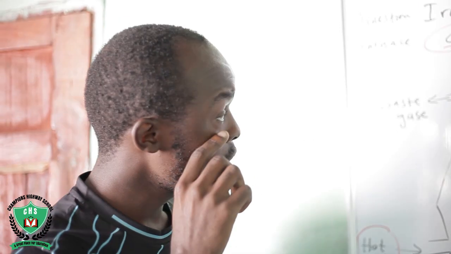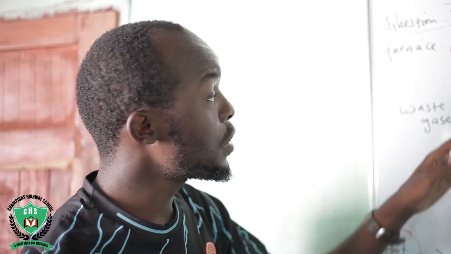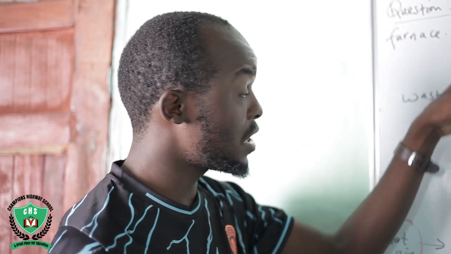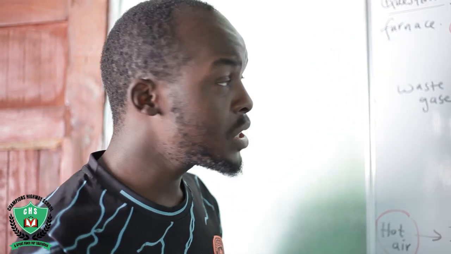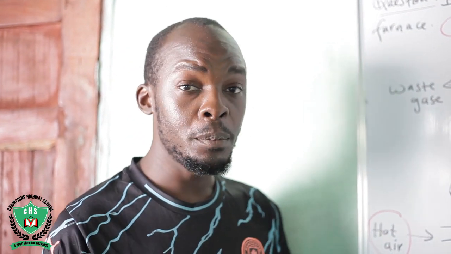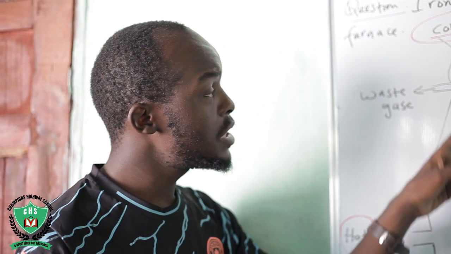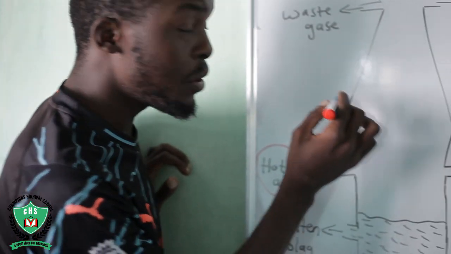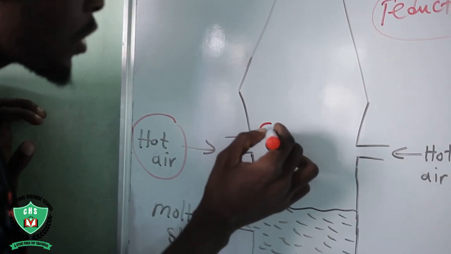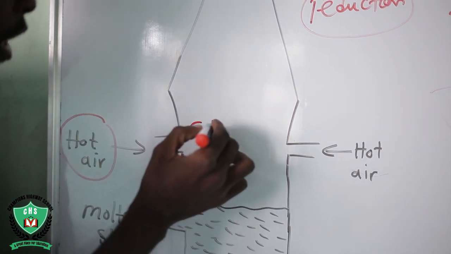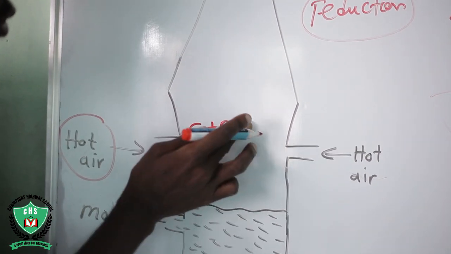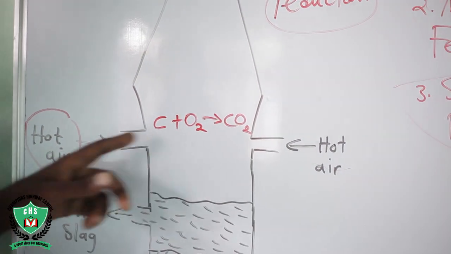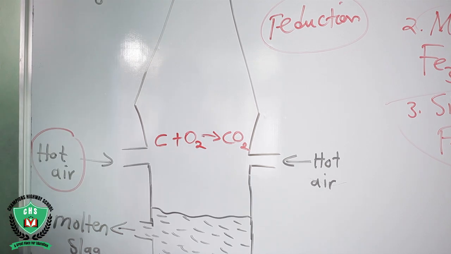First, we'll start with what happens to coke after it is put in the blast furnace. Coke is pure carbon. Immediately it is put in the blast furnace, there is hot air entering. The coke, which is pure carbon, will react with the oxygen in the hot air and produce carbon dioxide.